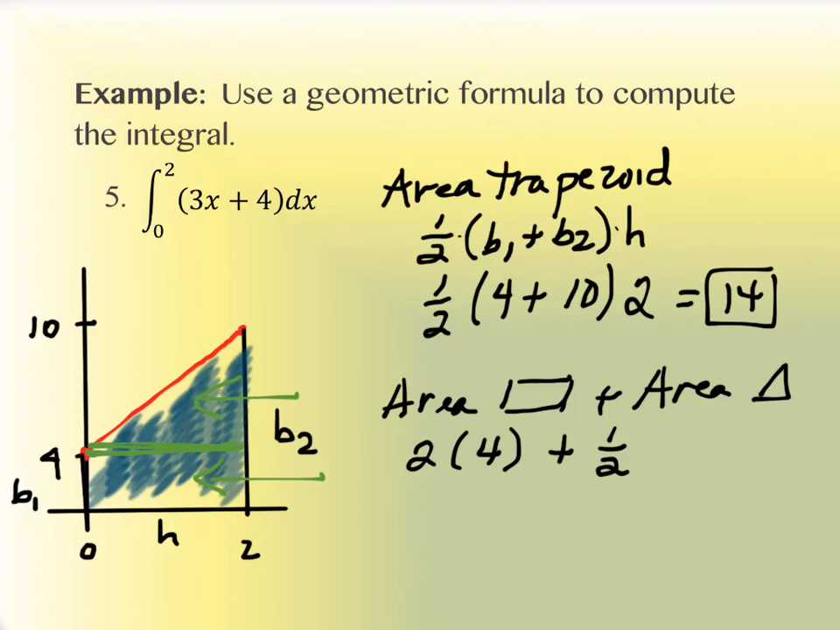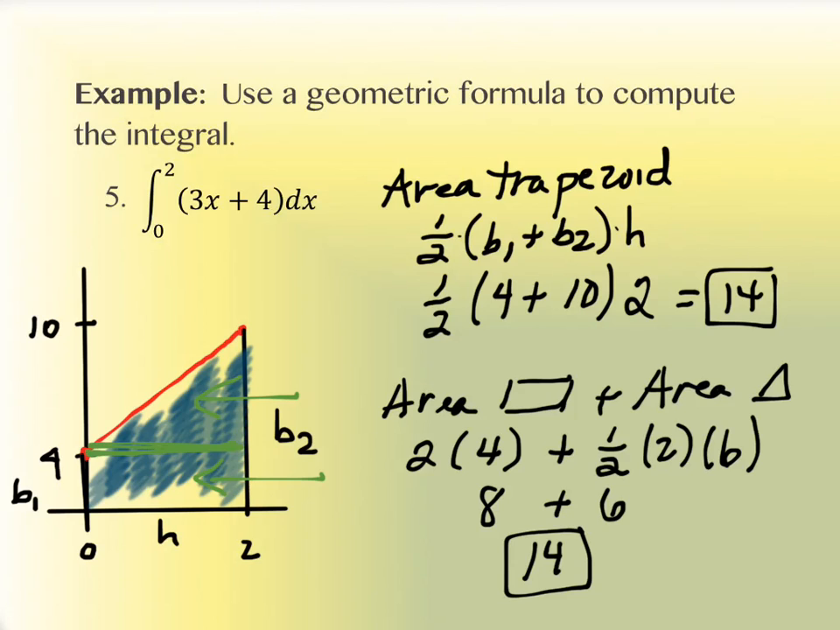Area of a triangle is 1/2 base times height. Again, I don't really care which one you call the base or which one you call the height, but one of them is this green piece that I've drawn in, and this has length 2. And then the other one is this piece right here that's a portion of what we labeled B2. How long is this piece right here? That's 6. And of course, this is 8 plus 6, which ends up being the same 14, thought about from a different perspective.